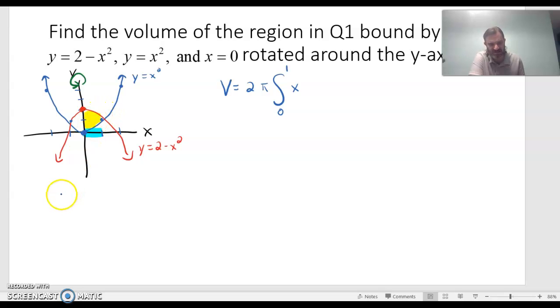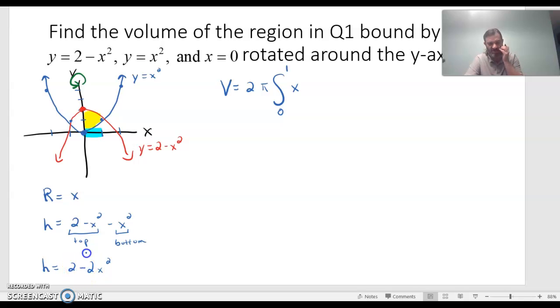Because now we need a height. In this case, the radius is x, but the height that we're working for is different in different places. It's always bound on top by the red line and always bound on bottom by the blue line. So the height would be from the top, which is 2 minus x squared, down to the bottom, which would be x squared. So that's the top, 2 minus x squared, minus the bottom. We'll write this as 2 minus 2x squared.